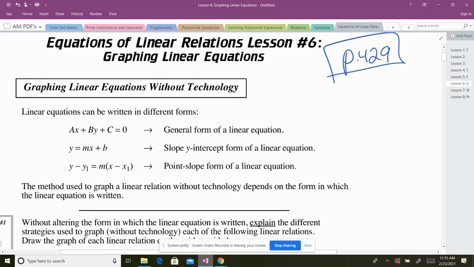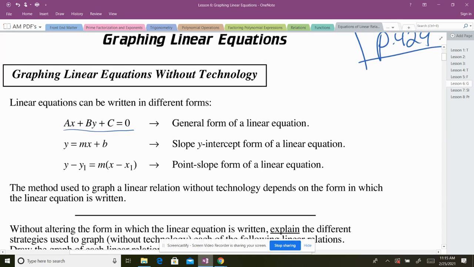Forms of an equation. Ax plus By plus C is equal to 0. The general form, the least useful to you. Y is equal to mx plus b. This is the most useful, because it tells you the slope and the y-intercept. Slope is m, y-intercept is b.